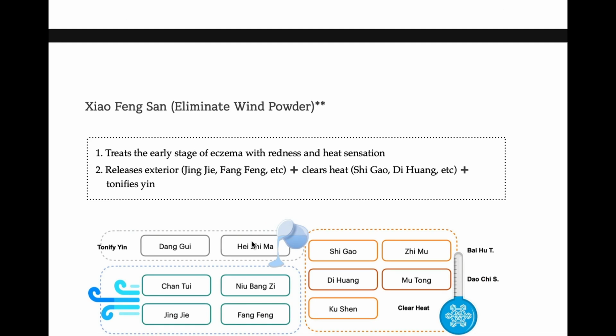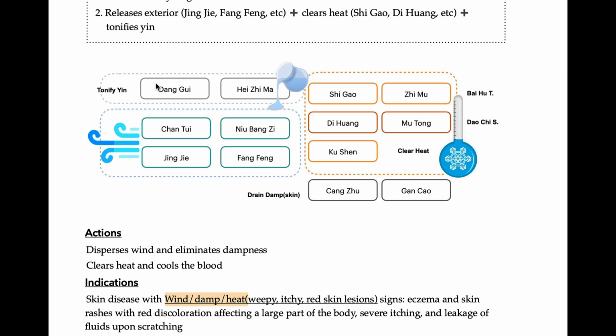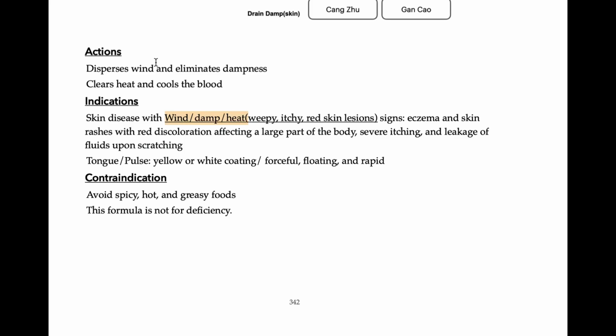And Xiaofengsan. This is for skin disease with wind damp heat. Remember this. So what are the signs? Questions do not usually ask you with this literal word, but weepy, soggy, itching, red region, or swelling, or inflammation. If all these three signs are there, Xiaofengsan. So it is kind of early stage. When you take Xiaofengsan, avoid spicy and hot greasy food, because it treats heat. This is common sense, right? When you treat skin disease.